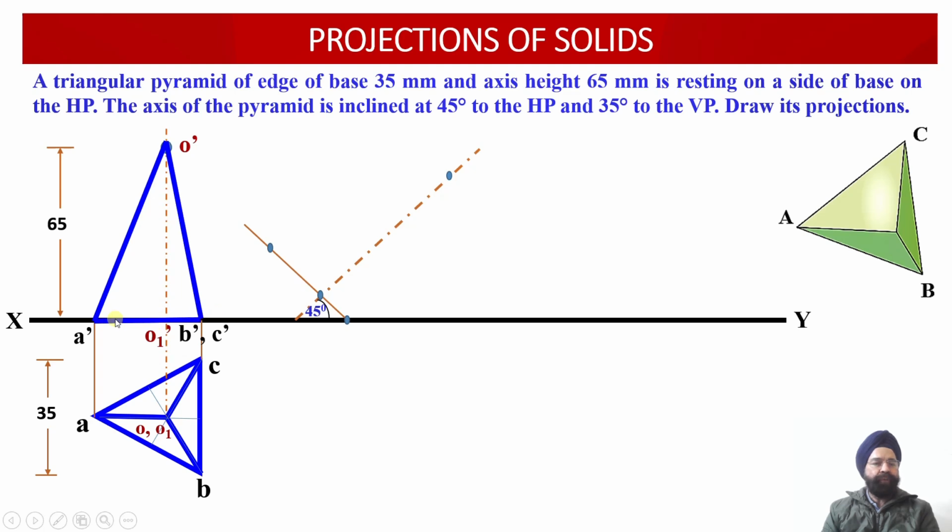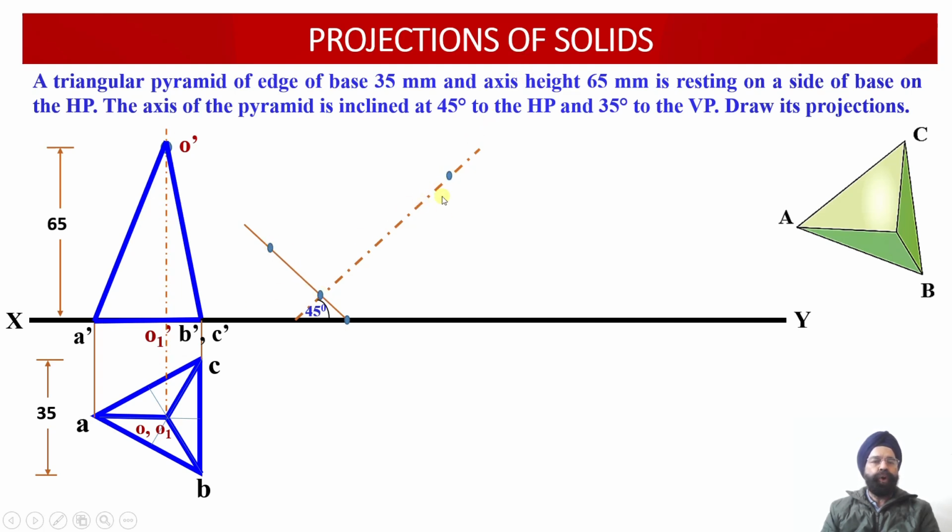Similarly, the distance of O1 dash and A dash we have marked over here, and we also know that the distance between O1 dash and O dash, that is the axis height, is also equal to 65 millimeter. So this axis height we have marked as 65 millimeter. So point 1, point 2, point 3 and point 4.